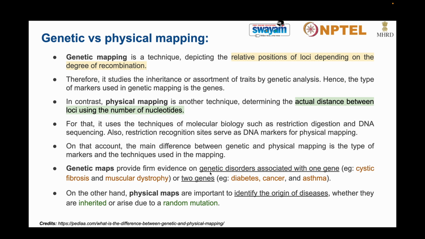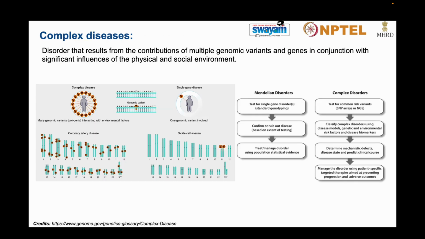Genetic maps provide firm evidence on genetic disorders associated with one gene or two genes. On the other hand, physical maps are important to identify the origin of the disease, whether it is inherited or arises due to random mutation. So this is all about genetic and physical mapping, and I hope it's clear now what the difference between these mappings is, how they are performed, what advantage they offer to us, and when to use which kind of mapping. So now let's move further.